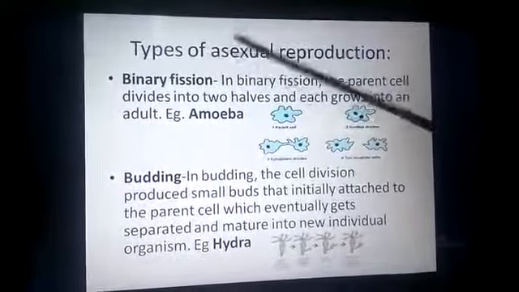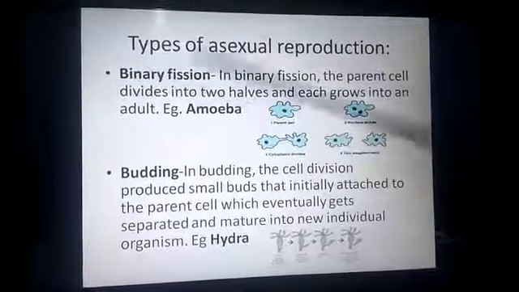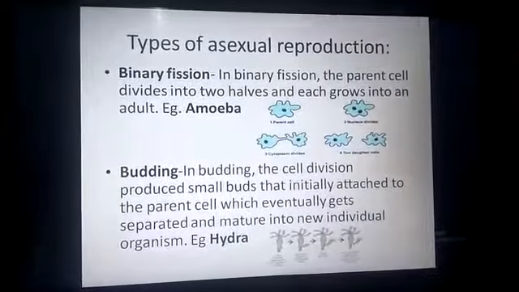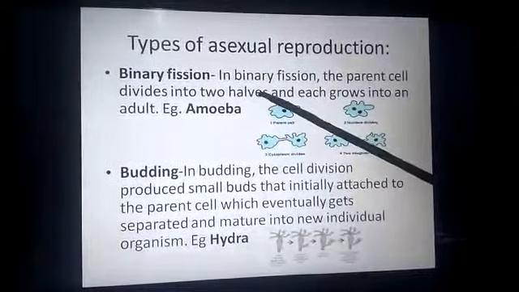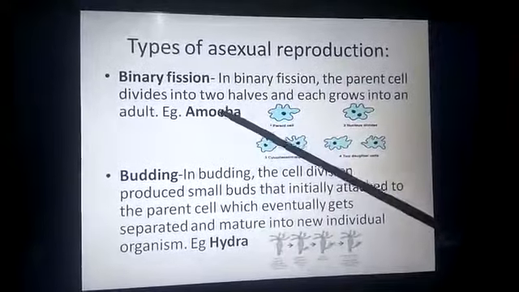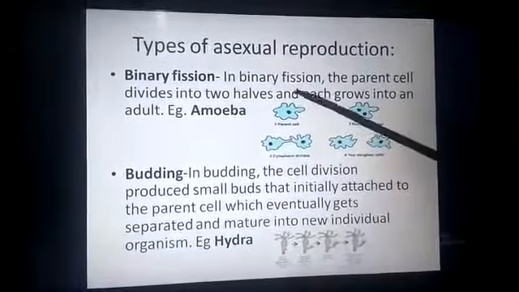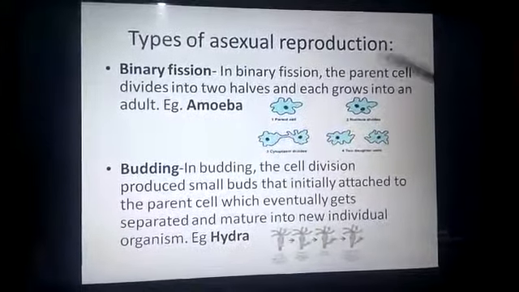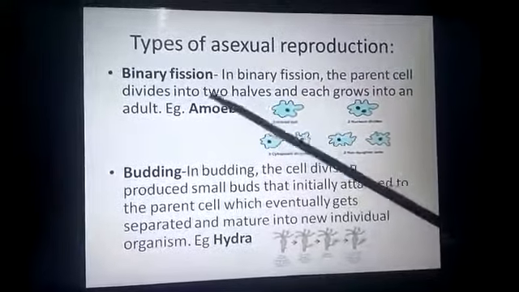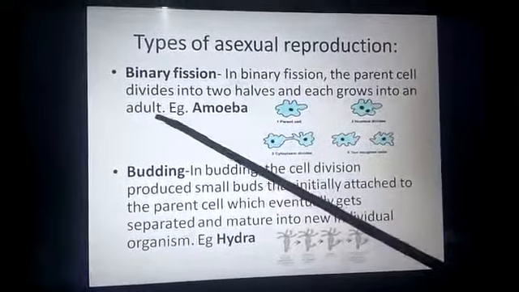Now let us go to the types of asexual reproduction. The first type we have is binary fission. In binary fission, the parent cell divides into two halves and each grows into an adult. An example is amoeba. So in this type of asexual reproduction, only one parent is involved. That parent cell will divide into two halves and each half will grow into an adult.